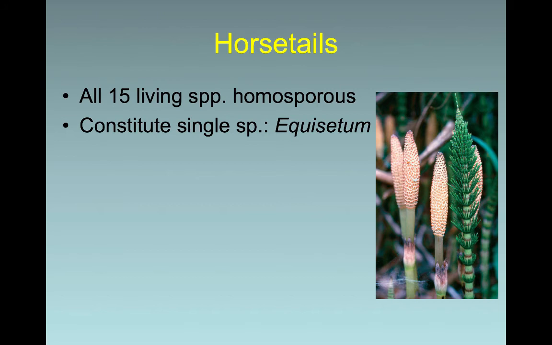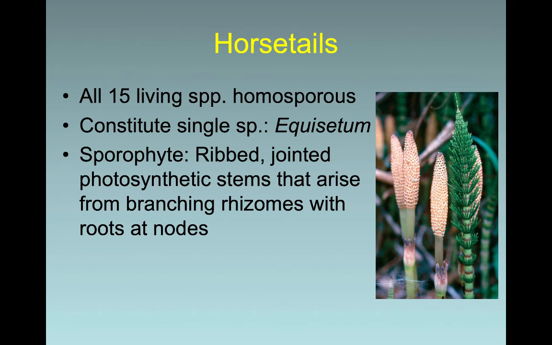So one genus with about 15 species in that genus is really about all there is in the entire world for horsetails. The sporophyte stems in this case come in a couple of different forms, right? So there are what are called vegetative stems, which is what this green stem is here. Vegetative stems are for growth and for photosynthesis only. There's no reproduction that occurs on a vegetative stem.